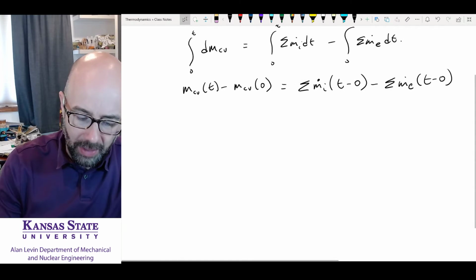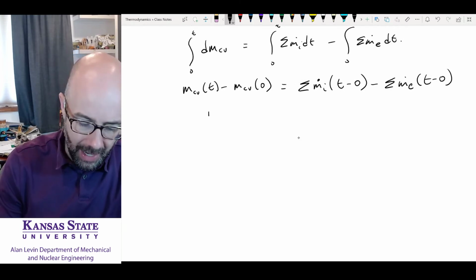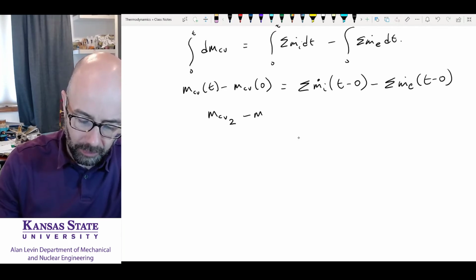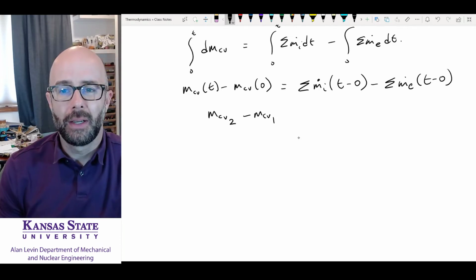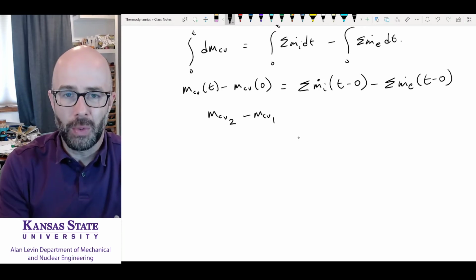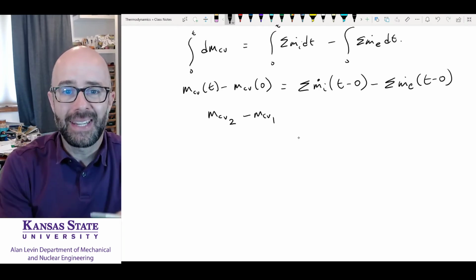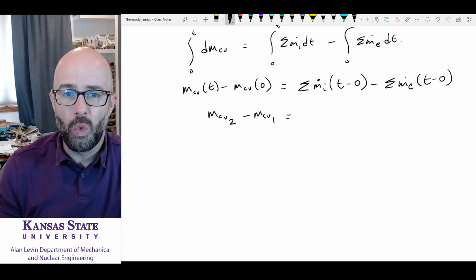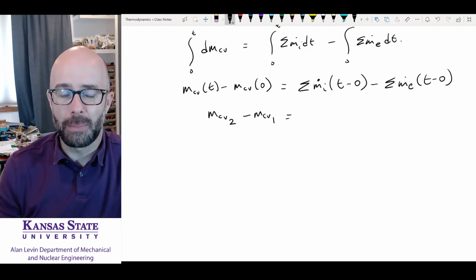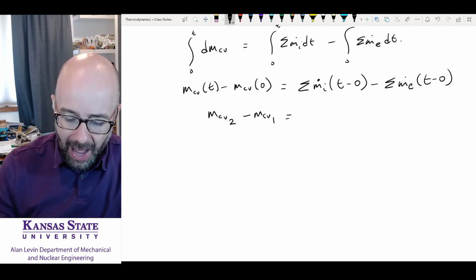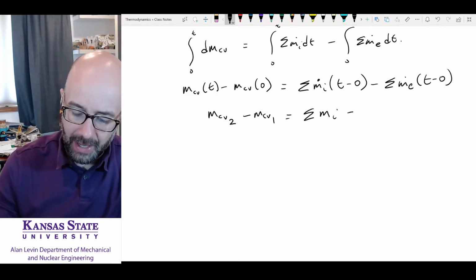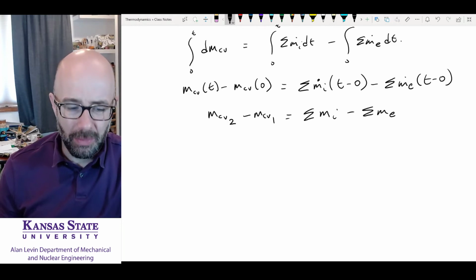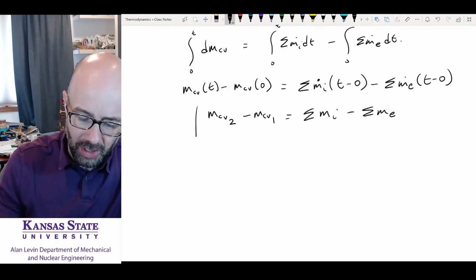Now I like to write this in a little different way. I like to write this as the mass of the control volume at time 2 minus the mass of the control volume at time 1, because we look at state 1 and state 2 as time 0 and time t. So I'm going to rewrite them as 1 and 2. If I take the mass flow rate times the time it's applied, I don't get a rate anymore, I get a mass. So I get the summation of the mass in minus the summation of the mass exiting. We've looked at and understood this many times. This is our transient equation.